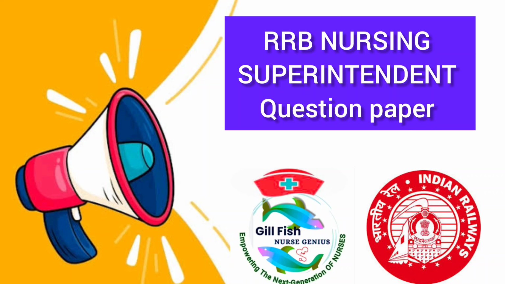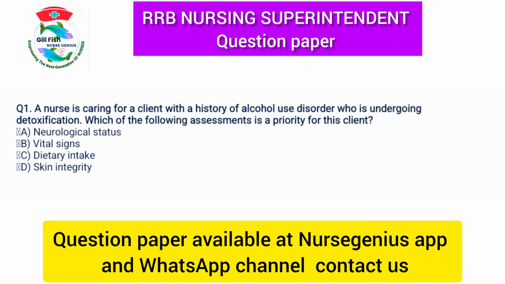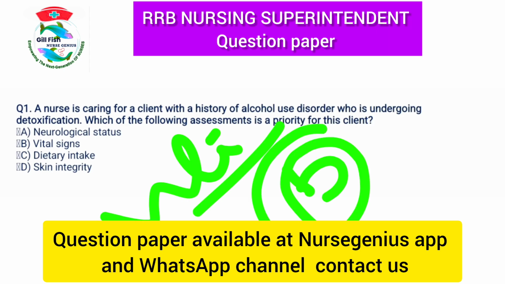Today let's see the RRB Nursing Superintendent question paper. It is very important for you. First question: a nurse is caring for a client with a history of alcohol use disorder who is undergoing detoxification. Which of the following assessment areas is a priority for the client? Mainly, how to assess neurological status, vital signs, diet intake, skin integrity, which is very important for you. The correct answer is answer B, that is vital signs.